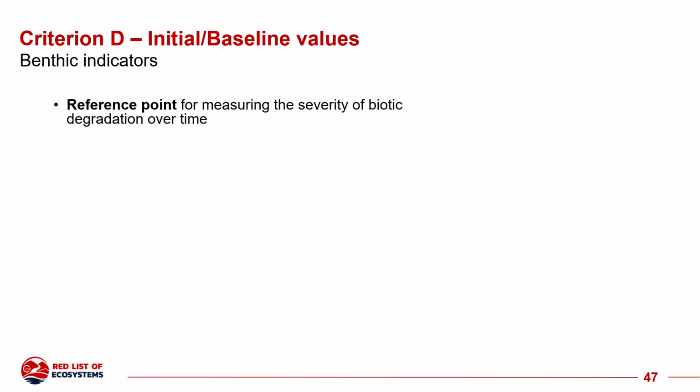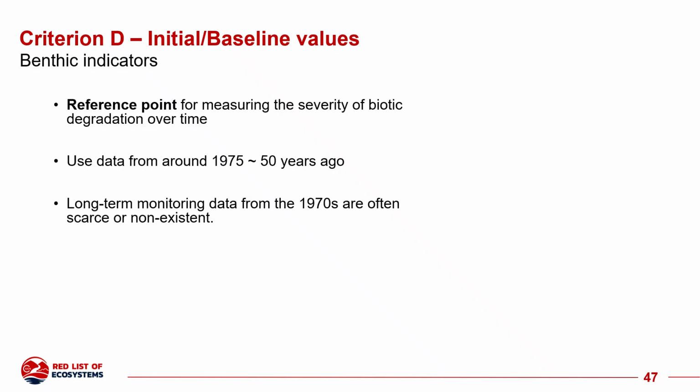Next, we will discuss how to estimate that initial value, which acts as the reference point for measuring the severity of biotic degradation over time. If you're fortunate enough to have data from around 1975 for your indicator, for example, survey records showing average hard coral cover at that time, then you can use that data directly. That's the ideal case. However, as was the case in the Western Indian Ocean, long-term monitoring data from the 1970s are often scarce or non-existent.